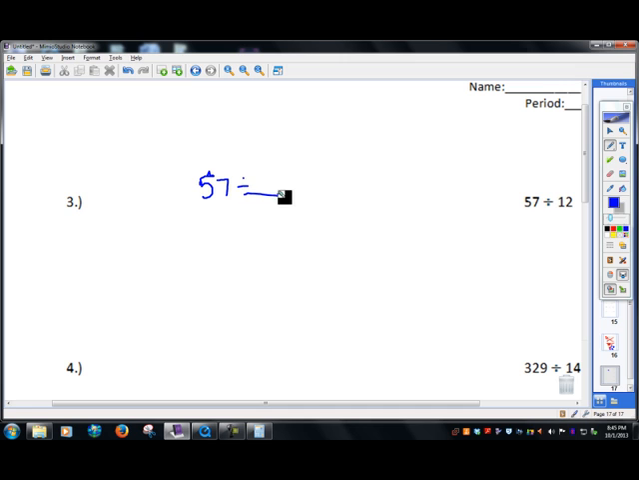57 divided by 12. Okay, I don't know why I wrote it like that. It's already written like that. 57 divided by 12. Okay, and I asked myself, how many times will 12 go into 57?